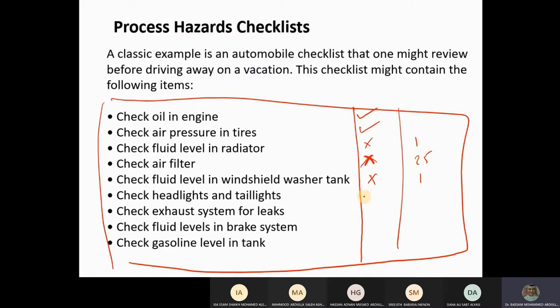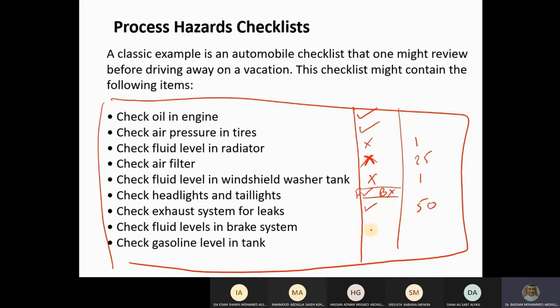And headlights, yes, the front lights are good. The back lights are not good. Okay. Exhaust system for leaks, there are always leaks. You need to fix a leak. It takes 5 BD or 50 BD.